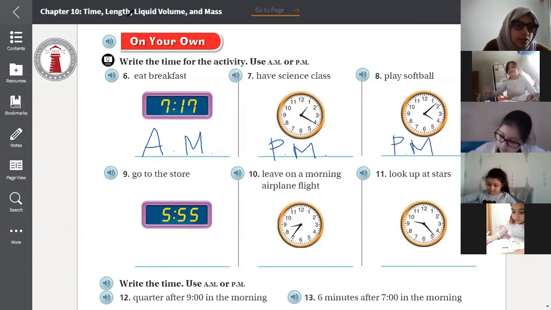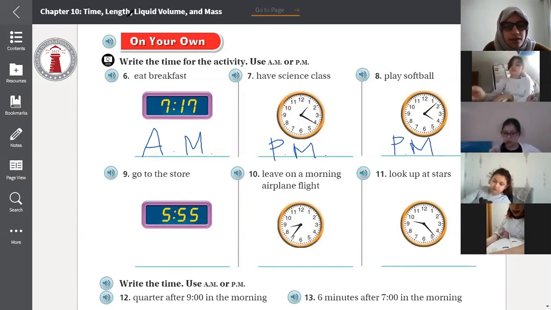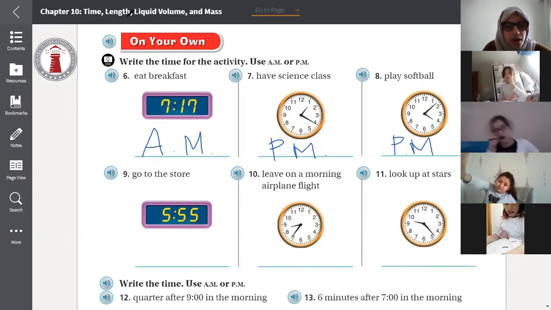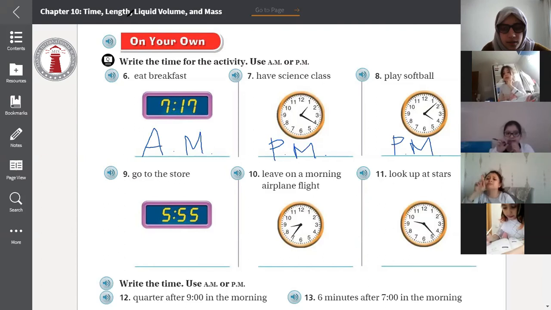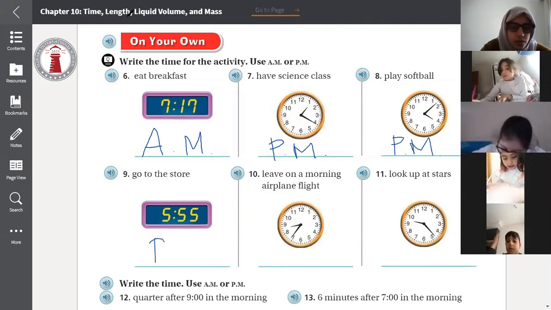Guys, try to write it more neatly because I'm writing it on the laptop. Yusuf, do you go to the store at 5:55, AM or PM? PM. Excellent, Yusuf. So it's almost Maghrib time when you go to the store.